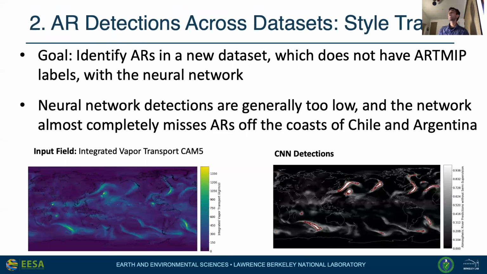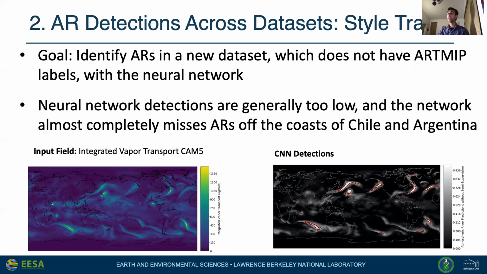On the second criteria of detecting atmospheric rivers across data sets, we also want to make the problem harder. Let's say we want to identify atmospheric rivers in a new data set, which does not have ArtMIP labels with the neural network.